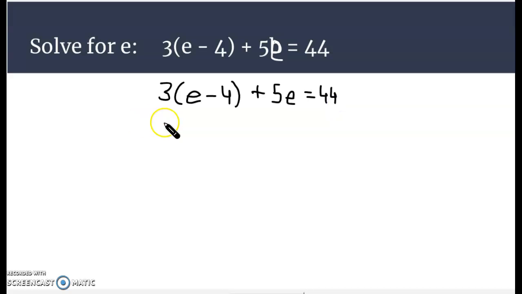Alright, 3 times e. We're going to distribute that 3 to the e to get 3e, and 3 times 4 is 12. So when we apply the distributive property, multiply the 3 times each thing inside the parentheses. Then we have a 5e here.